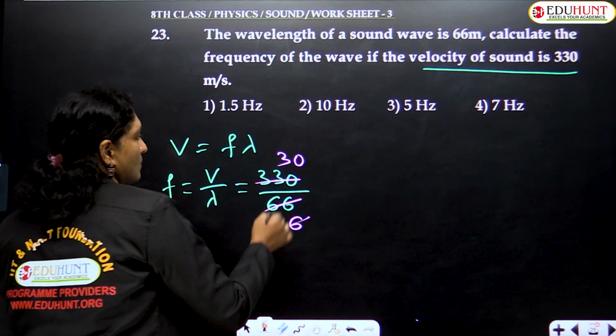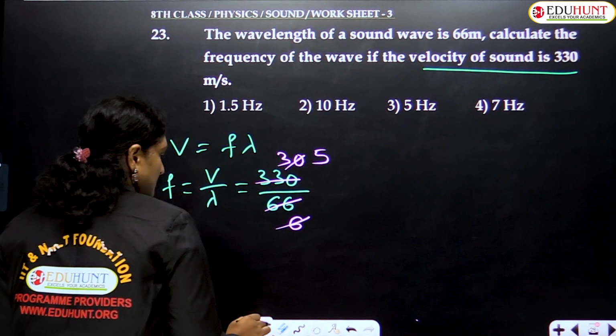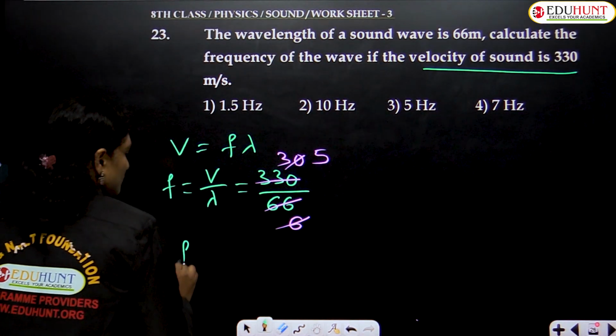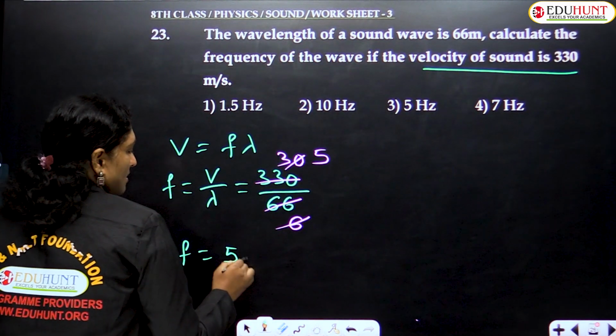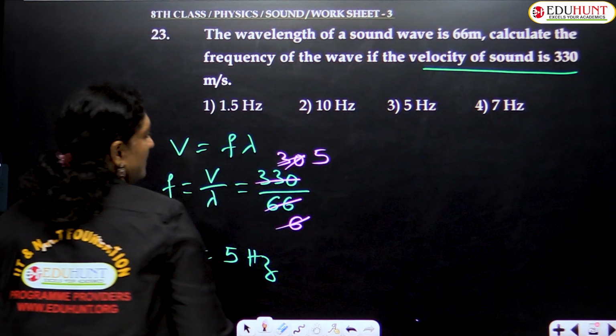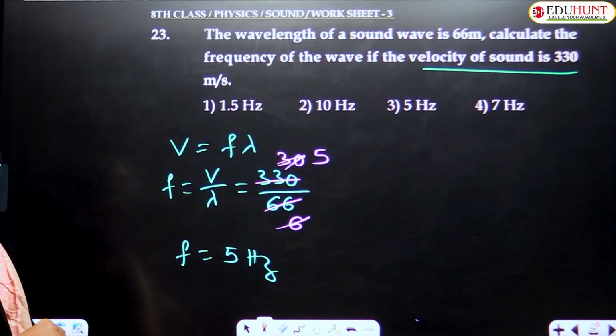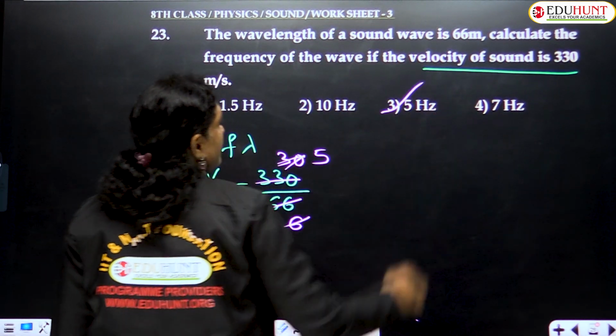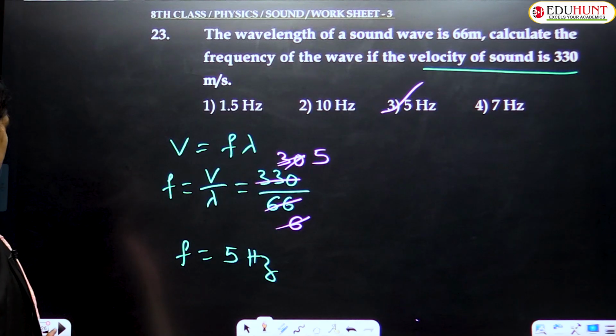And again this goes 5 times. Hence, the value of frequency is found to be f equals 5 Hz. What is the value of f, children? f is found to be 5 Hz, and here the third option must be true. So now the next one, 24.